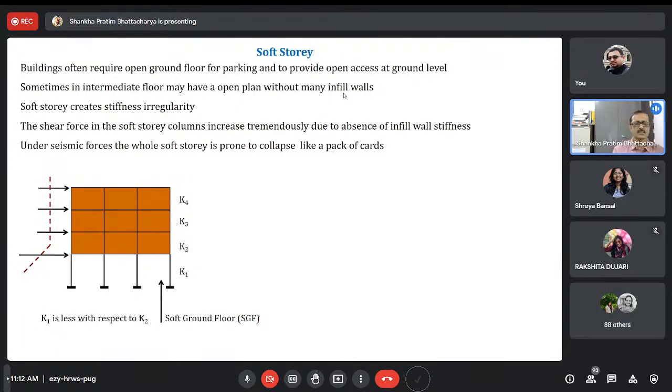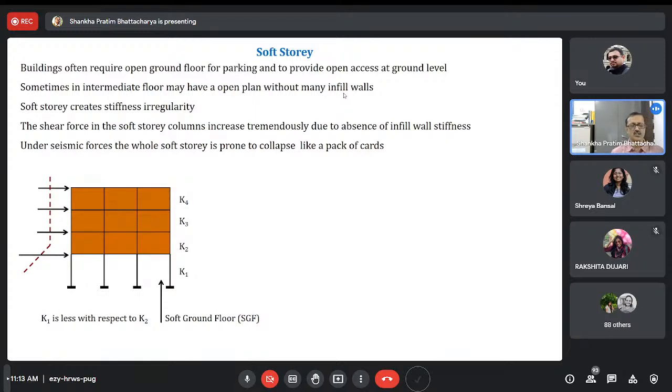So buildings are always given some kind of openings in the ground floor. Why? Mostly to park our vehicles, in apartment buildings and all. Many times it is seen that this is dangerous, and it will tremendously affect the health of the building at the time of an earthquake.